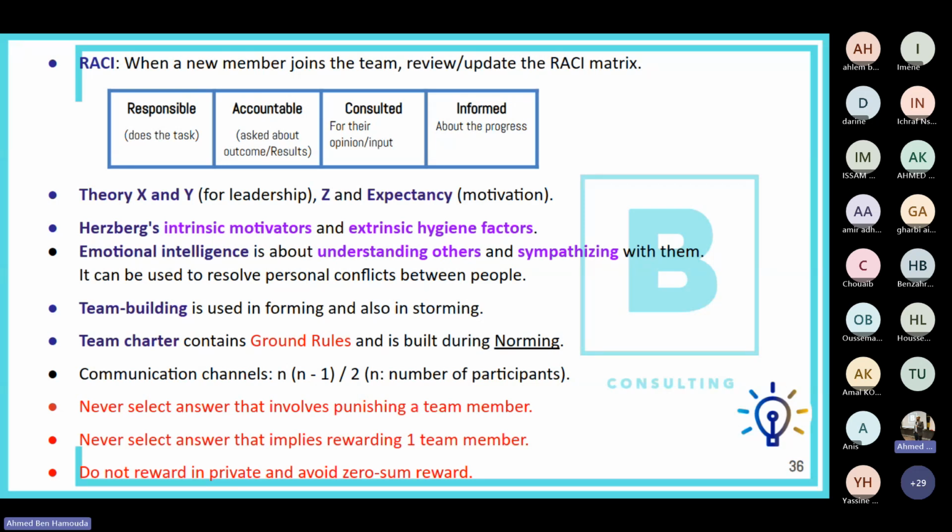Team charter actually contains the ground rules, and usually it is built during the norming stage. In some projects it can also be built during the forming stage, but we can have it in the norming stage because it contains all the ground rules, the social techniques, decision techniques, and removes a lot of conflicts among the team members. Okay.